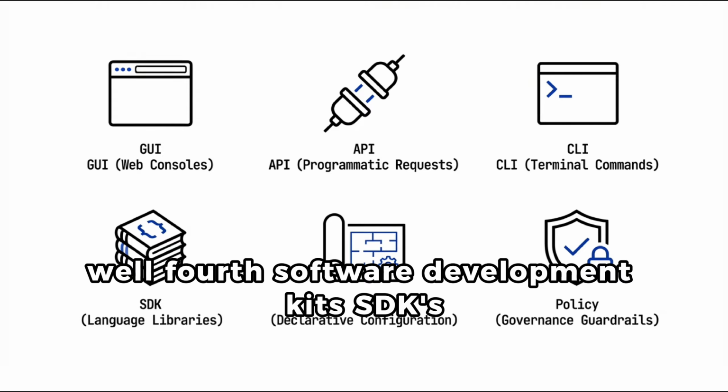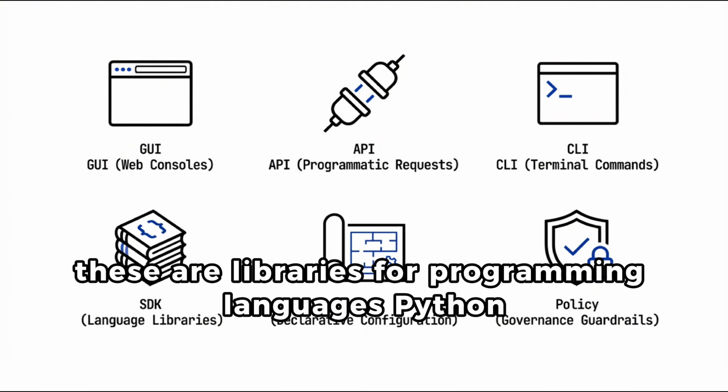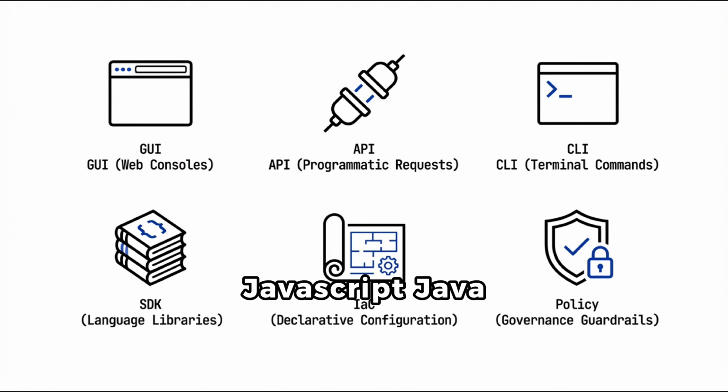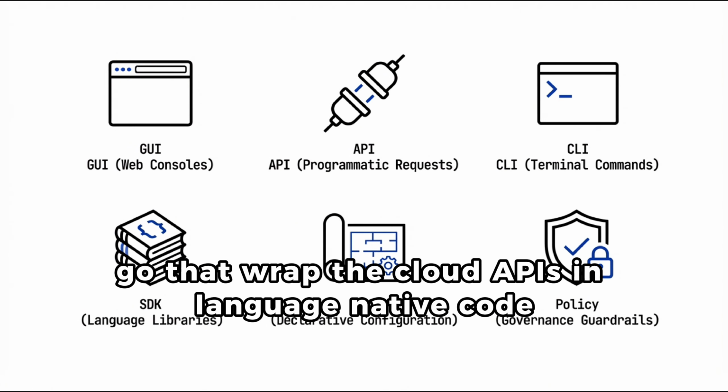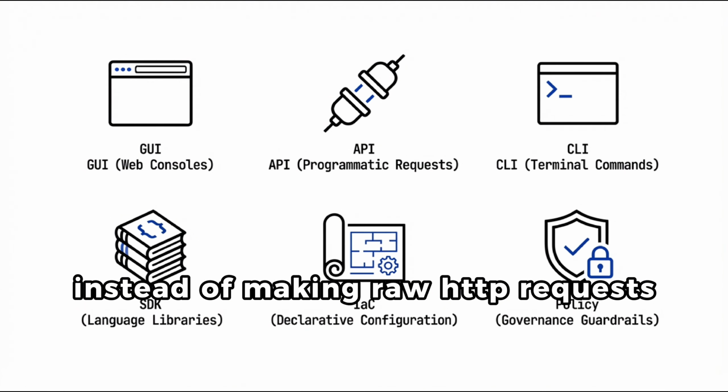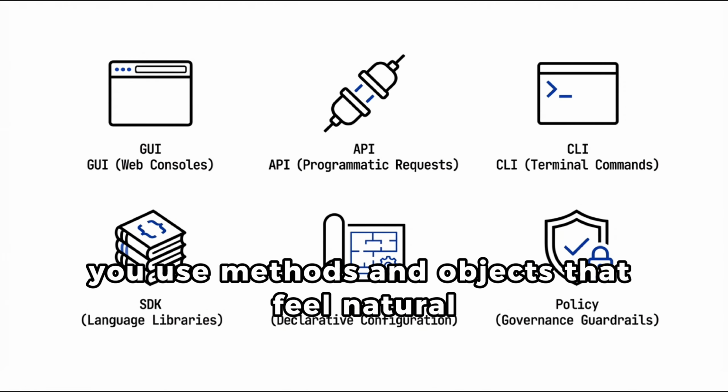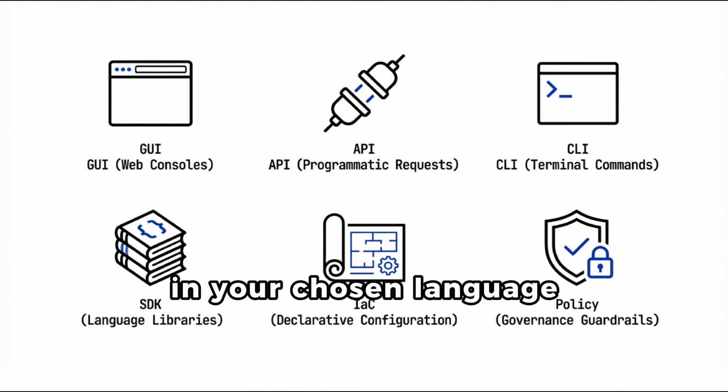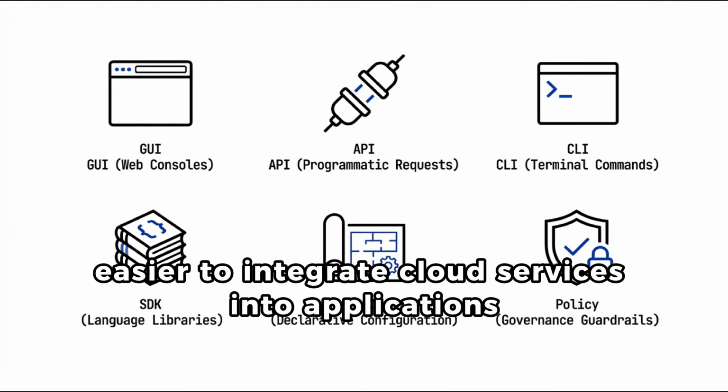Fourth, software development kits, SDKs. These are libraries for programming languages, Python, JavaScript, Java, Go, that wrap the cloud APIs in language-native code. Instead of making raw HTTP requests, you use methods and objects that feel natural in your chosen language. SDKs make it easier to integrate cloud services into applications.